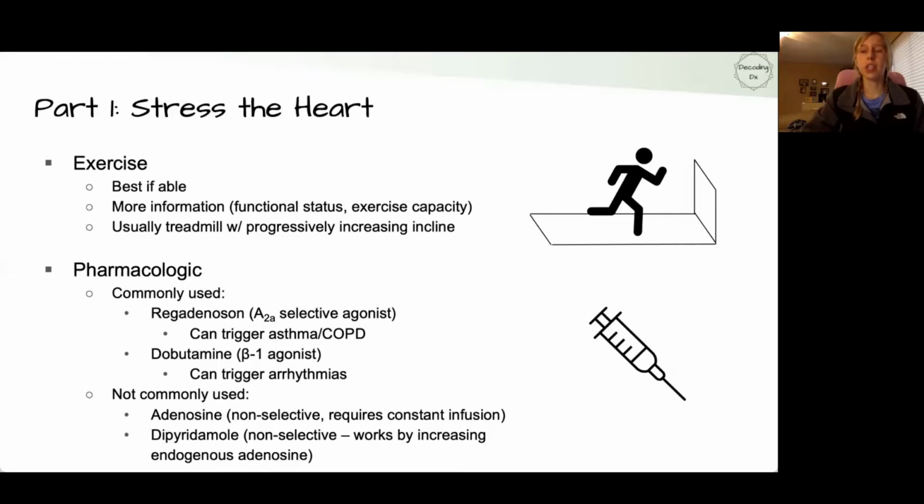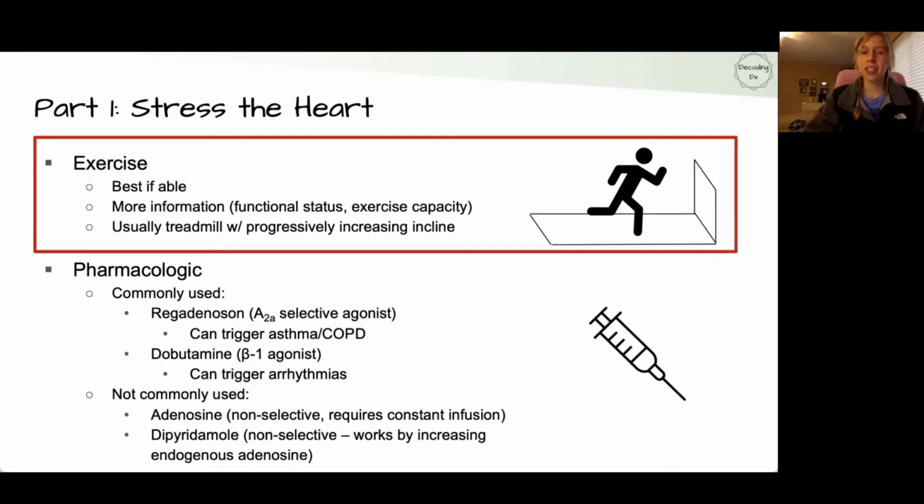So how do we actually do a stress test? Well, there's 2 main parts to this. You stress the heart, and then you look at the heart. To stress the heart, you can either do exercise or pharmacologic stress. Exercise is by far the best if the patient's able to exercise. It gives us more information about their functional status and their ability to exercise. Usually we do this with a treadmill with a progressively increasing incline according to a particular protocol, but you can also do bikes in some situations.